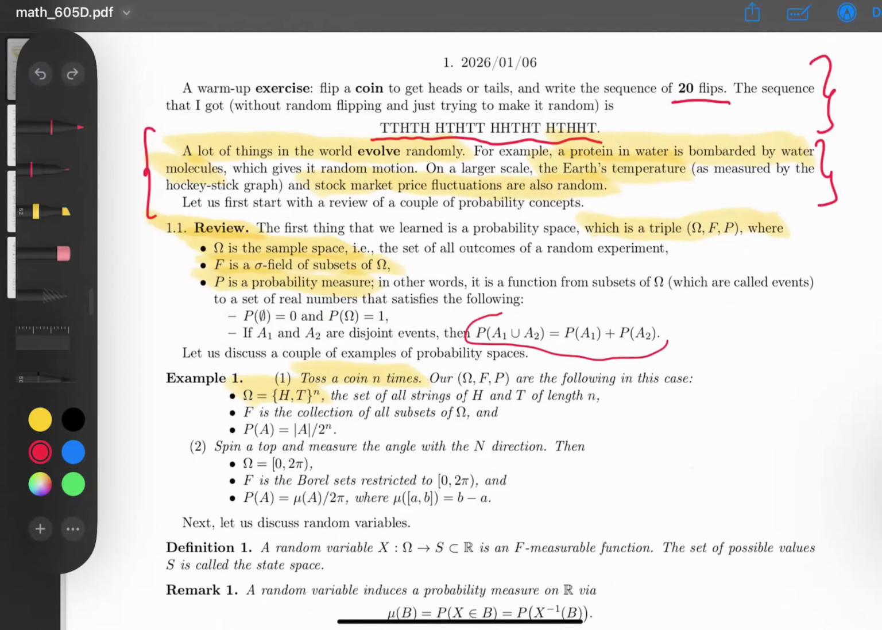And this one: if we have two disjoint events, A1 and A2, then the probability of their union is equal to the sum of their probabilities. Okay, so here more or less we defined our probability space. Again, it's a triple of those three objects.